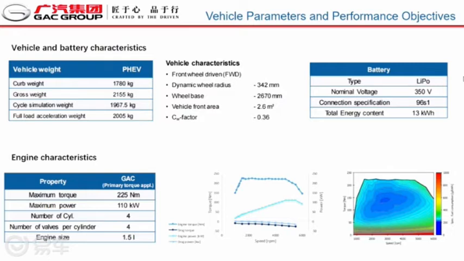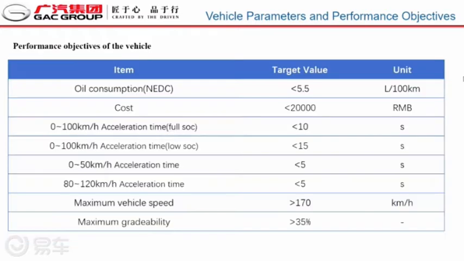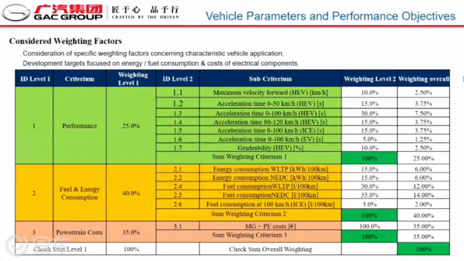Firstly, we identified vehicle parameters and performance targets. Vehicle parameters include vehicle, battery, and engine performance. Performance targets of the vehicle include fuel consumption, costs, acceleration time, and so on. Development targets focus on fuel consumption, costs, and acceleration time.